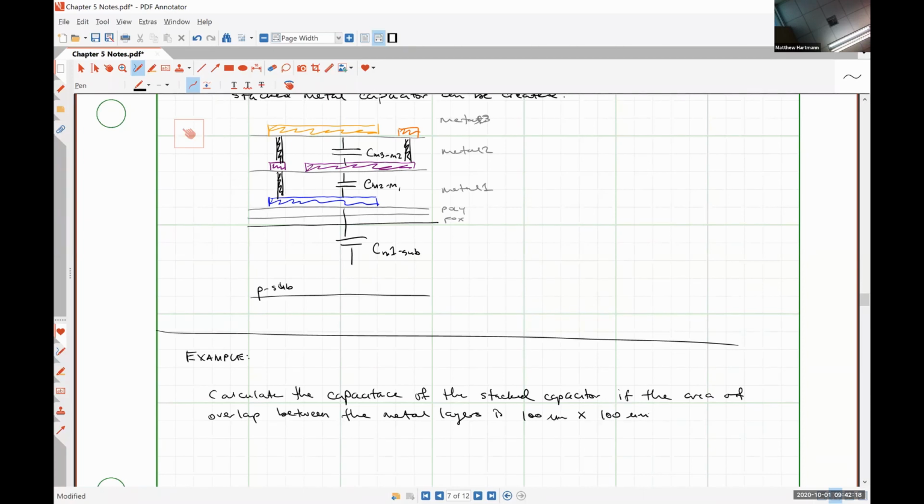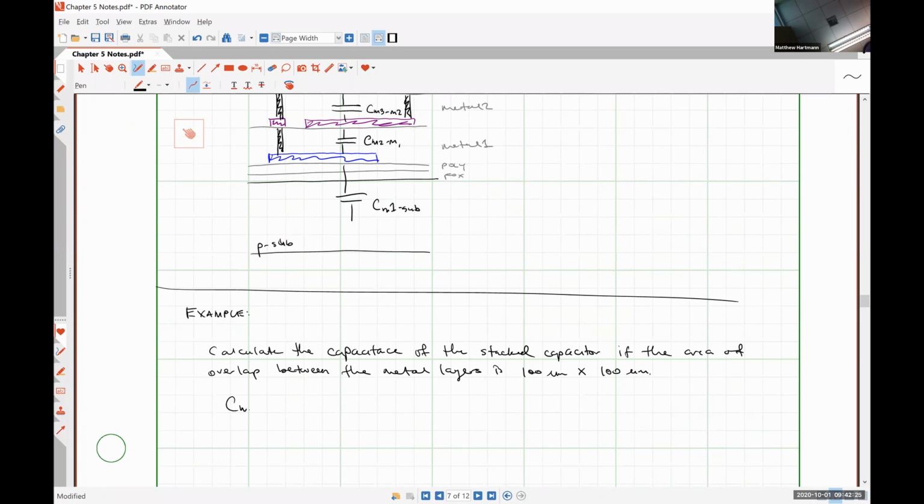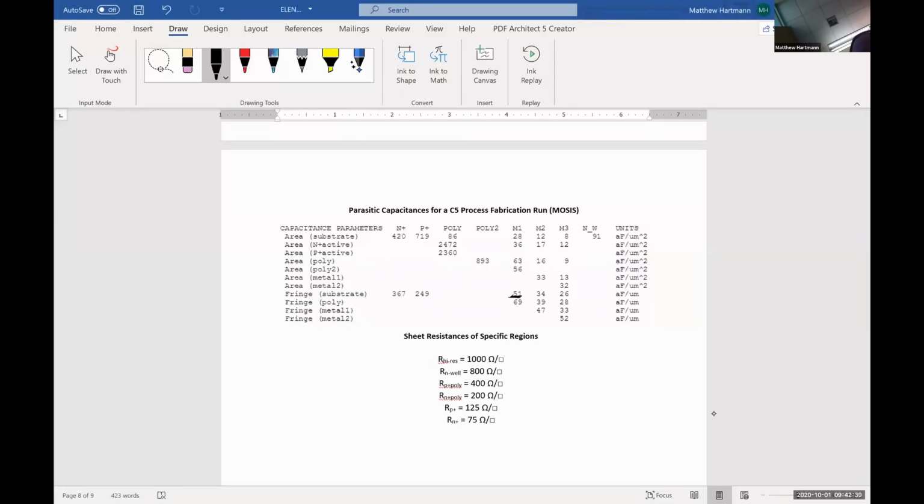So effectively, we're going to have the same bottom plate capacitance and the same capacitance between metal 2 and metal 1, but we're now going to have a capacitance between metal 3 and metal 2, which we'll use. So let's see. Metal 2 to metal 3 is at 32 and 52. So those are our two coefficients. So let's jump back over.